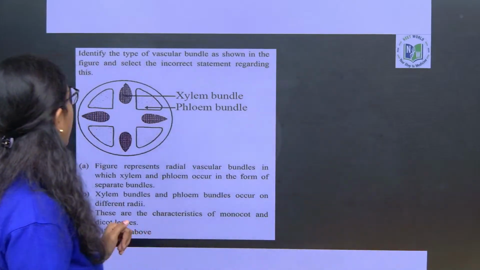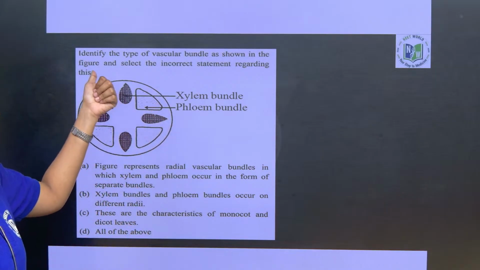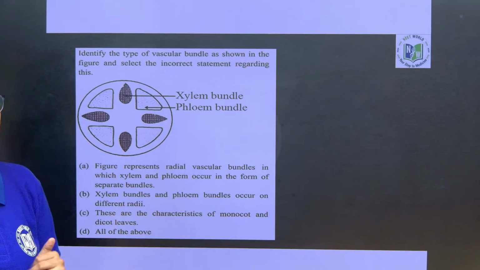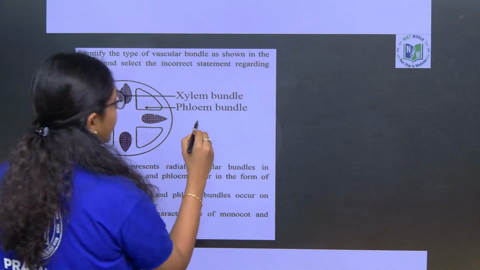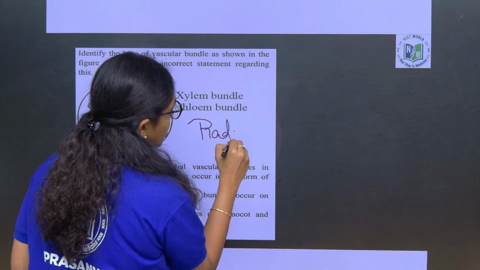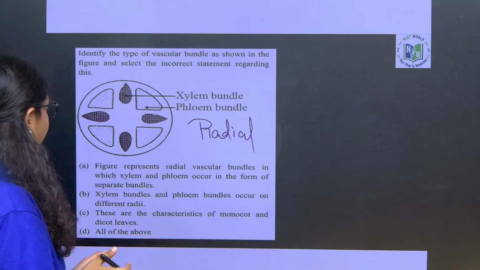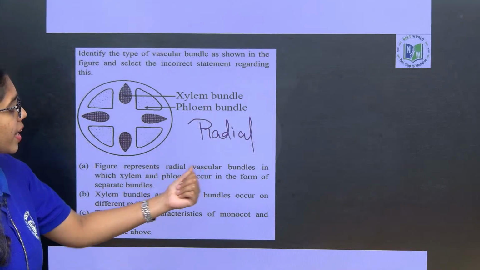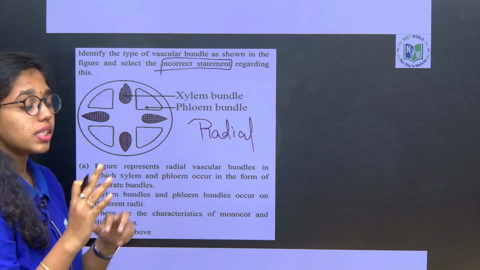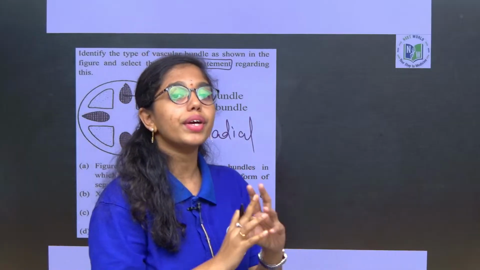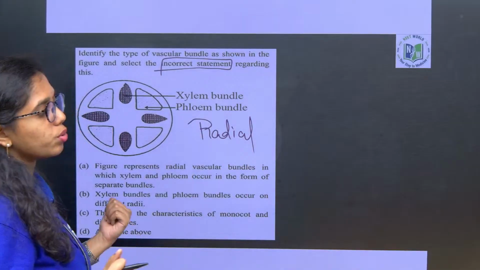Next, identify the type of vascular bundle which is shown, and we have to select the incorrect statement with respect to that. Just looking into this diagram, we can clearly say that it is a radial type of vascular bundle, and xylem and phloem are not present in the same radii, right. So, the figure represents radial, and we have to choose what? The incorrect statement. Whenever statement based questions are given, look into whether they are asking for the correct statement or incorrect statement, then you go for choosing the options.